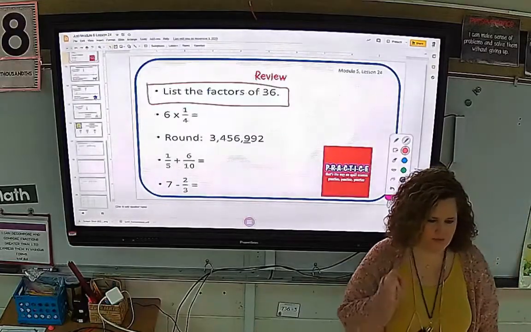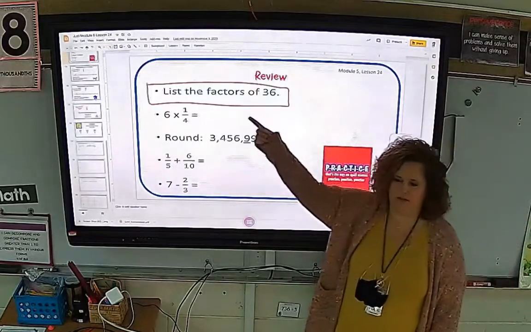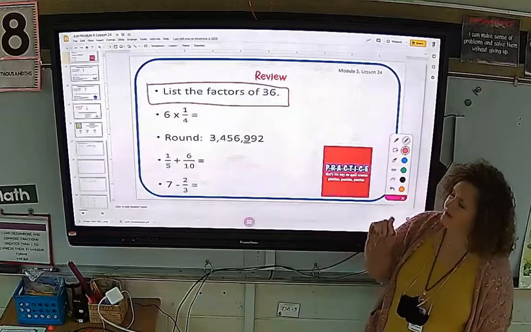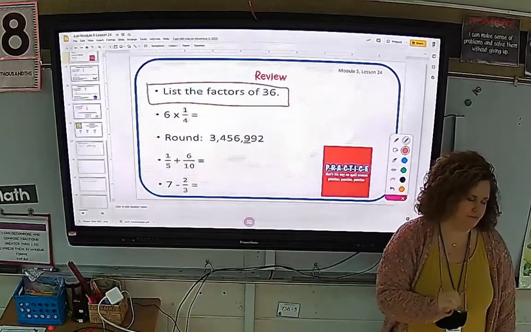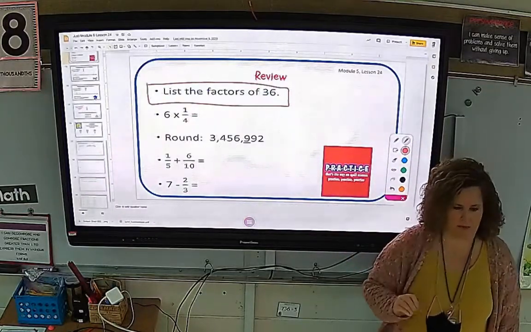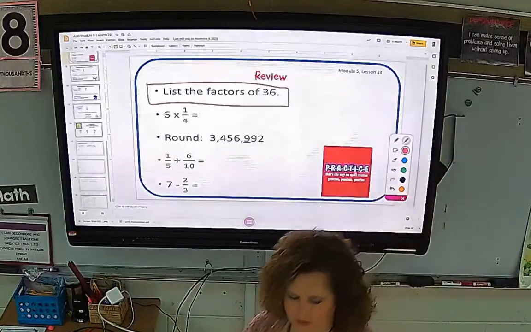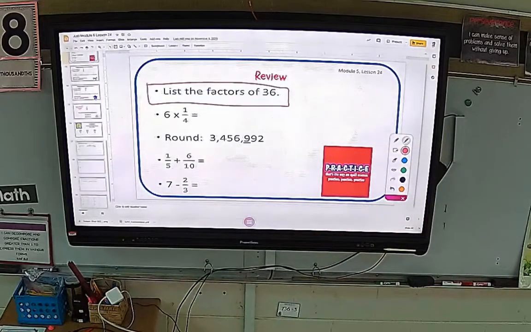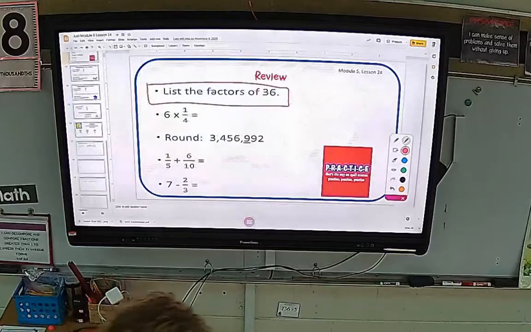I almost wish every time they said factors in a question like this, they would ask you, list the factor pairs of 36. And that's a big clue right there as to what factors are. Okay? Factor pairs. These numbers that work together.